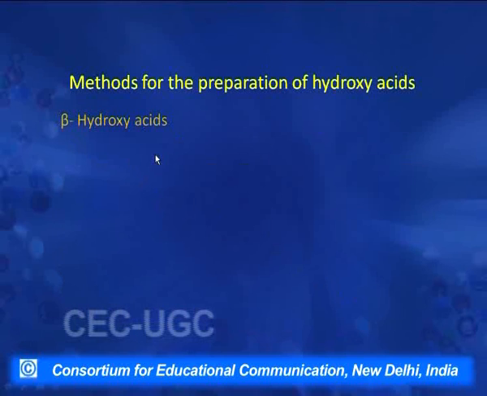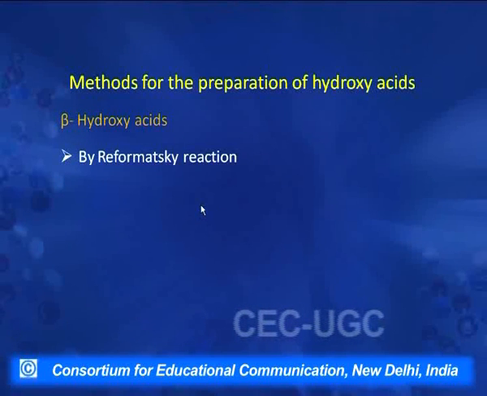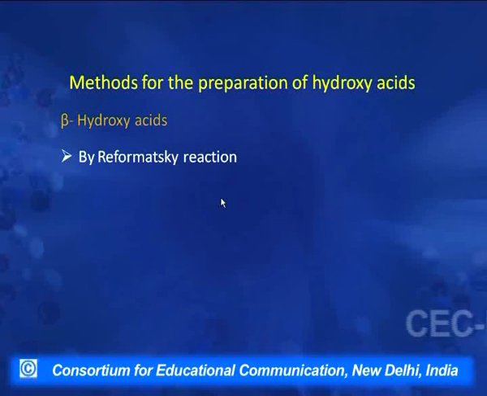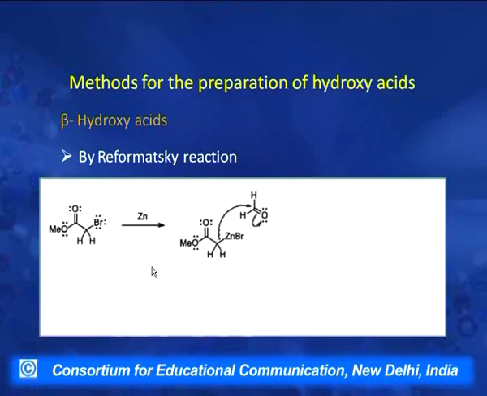Then beta hydroxy acids. Beta hydroxy acids are obtained by one very important reaction which is called Reformatsky reaction. Reformatsky reaction involves the treatment of alpha bromo esters with zinc. This is methyl acetate having bromine at this position, so it is methyl bromoacetate. This one, on treatment with zinc, forms here a ZnBr. Like Grignard reagents are formed by reaction of alkyl halide with magnesium, here it is zinc.